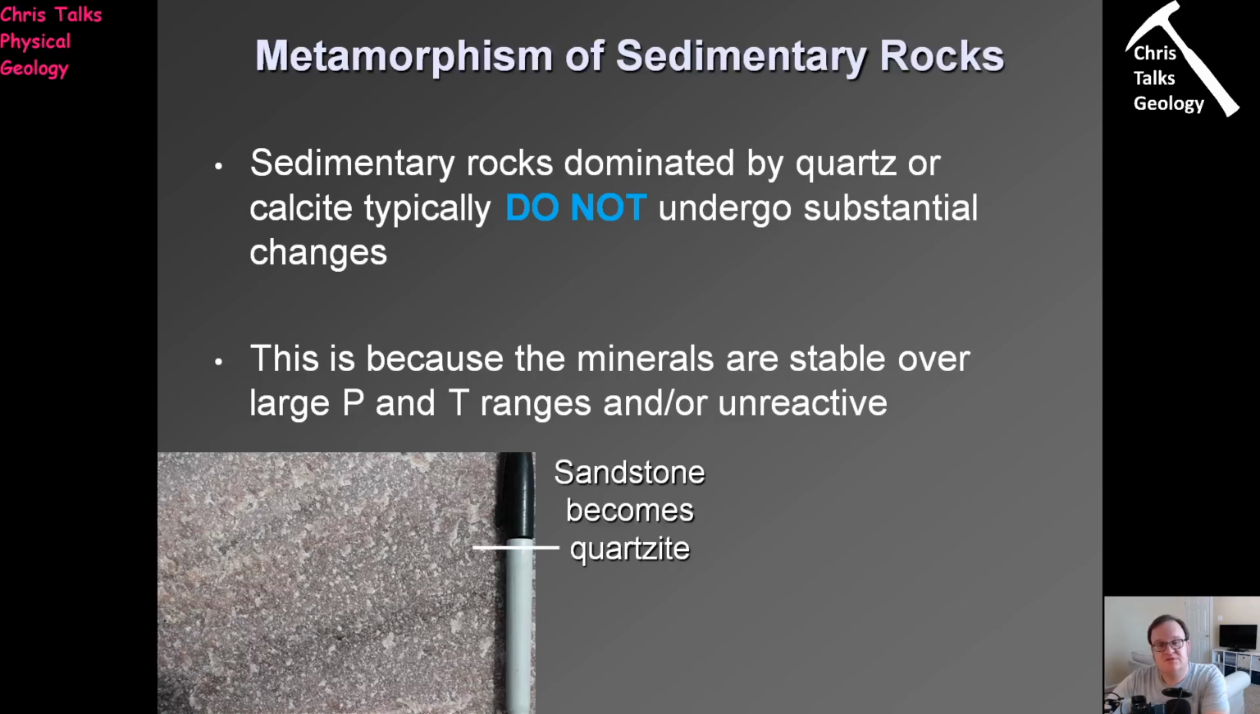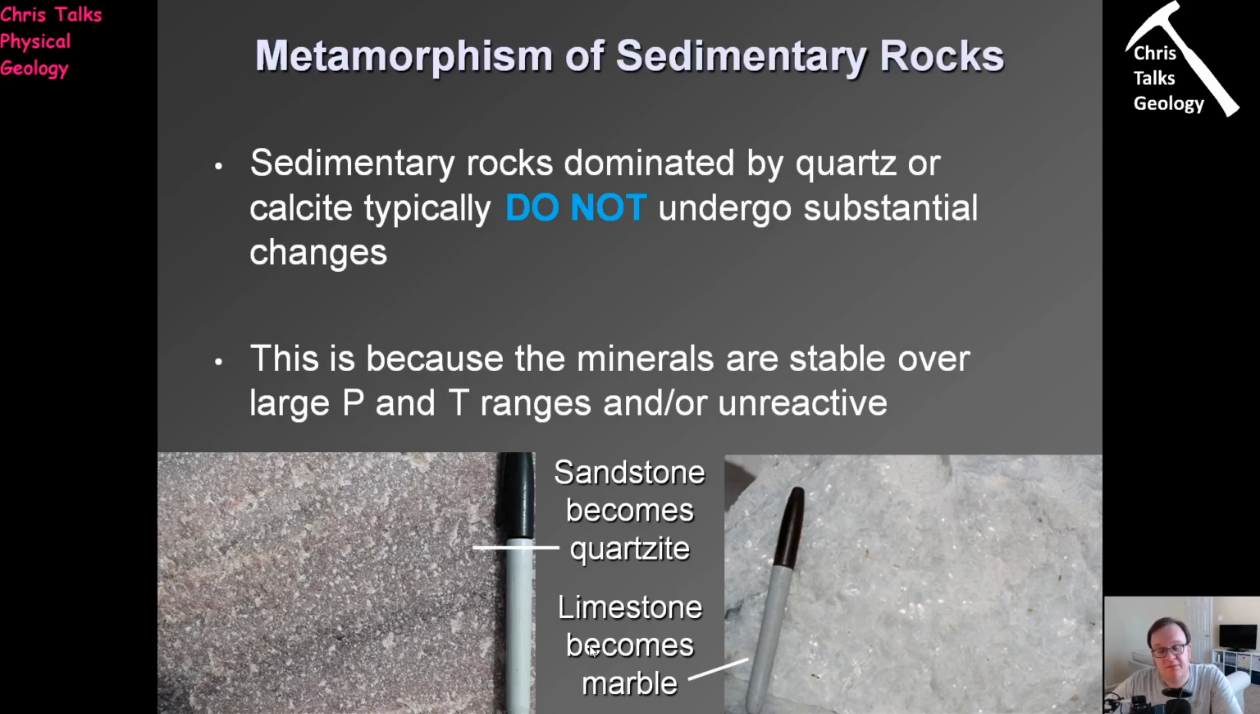Now, this means that when we metamorphose a sandstone, it simply becomes a rock called a quartzite. Okay, it's like a sandstone, but typically what happens is the quartz grains get forced together a little bit under pressure, and the gaps in between them get filled in by quartz, and it produces this rather homogeneous looking quartz-rich rock.